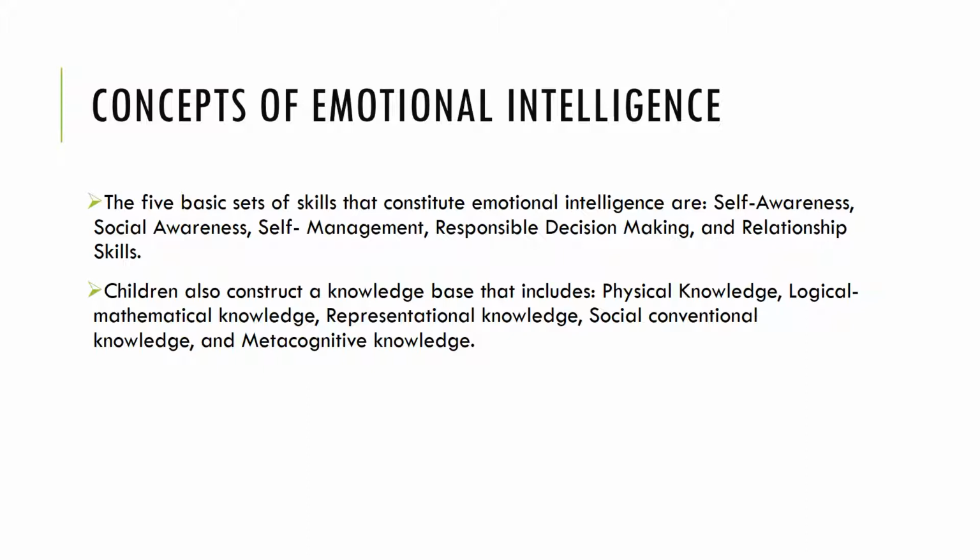They just have to find a way to turn it around and be positive and to make their own decisions, and not follow the lead or follow the leader of anything. The next part says children also construct a knowledge base that includes physical knowledge, logical mathematical knowledge, representational knowledge, social conventional knowledge, and metacognitive knowledge. I'm not going to read the whole things for those. They're pretty long. All of this comes from page 308 in the book.